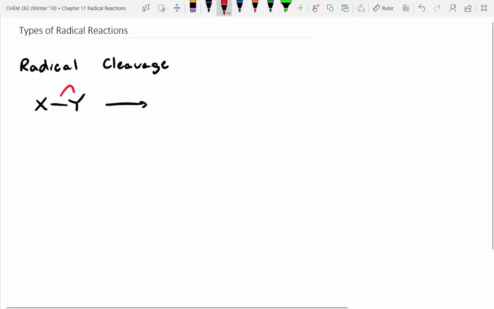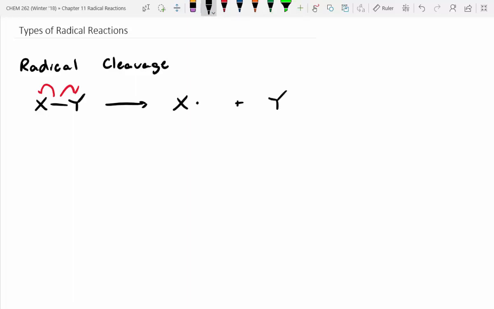And we'll just do the elementary steps at first, and then we'll go into the more complicated ones later on. So the first one is radical cleavage. And in radical cleavage, that looks a lot like the homolytic cleavage that I just showed you. So one electron will get dumped over to Y. The second electron will go over to X. And you end up generating two different radicals. And in this case, it would be an X radical and a Y radical. And so we do need to show those single dots. So that's pretty easy to remember.